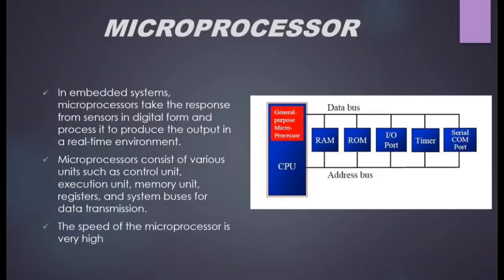Microprocessor is a programmable device. In embedded system, microprocessor takes the responses from the sensors in digital form and performs some arithmetical and logical operations over it and produces the desired output. In simple words, a microprocessor is a digital device on a chip that can fetch the instructions from memory, decode and execute them, and give the results.